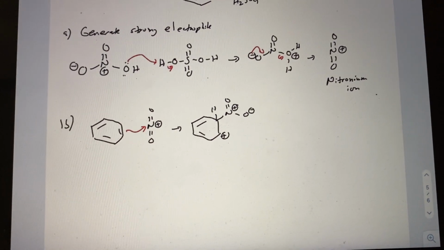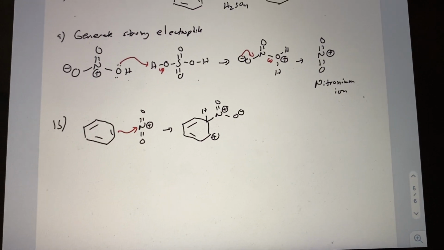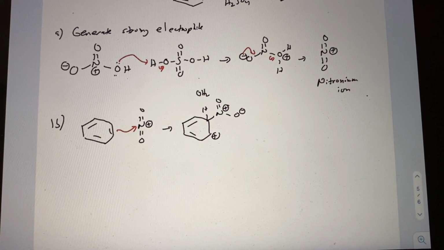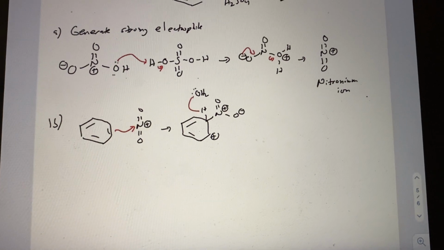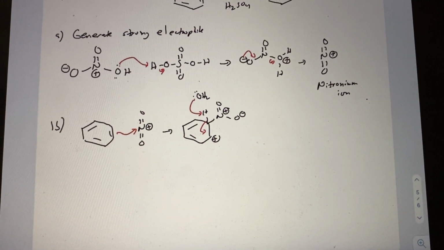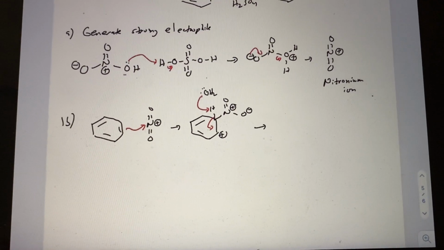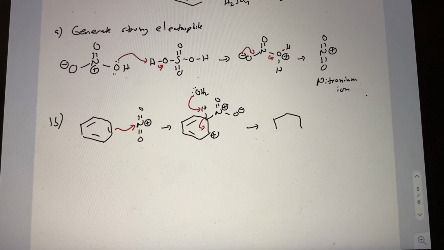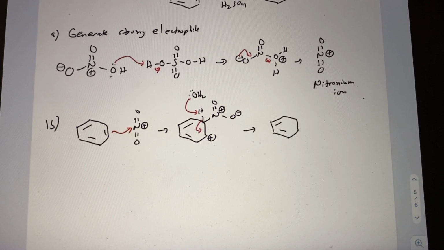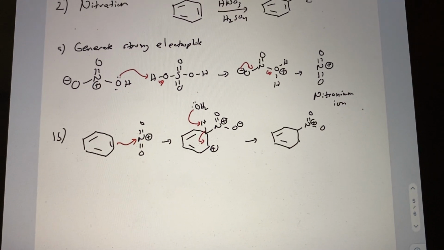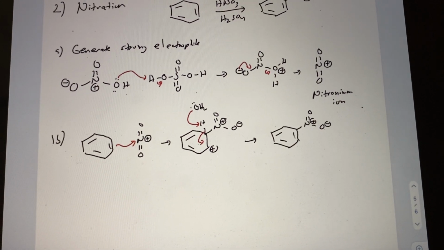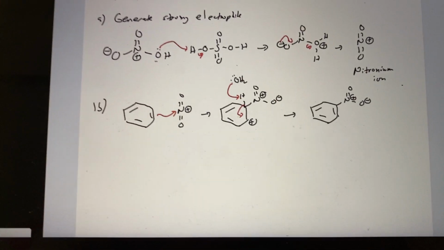So we can regenerate our aromatic system by having, let's just have water that was lost from the nitric acid. This is our weak base. Pull the proton off. And this generates NO2. Overall neutral, and we've reformed our aromatic system.